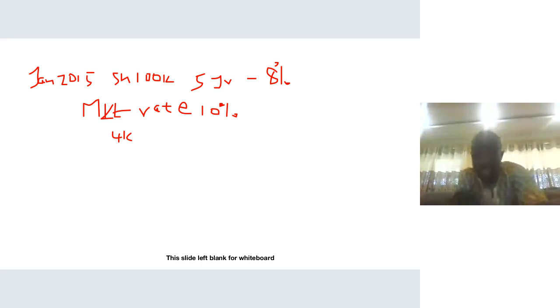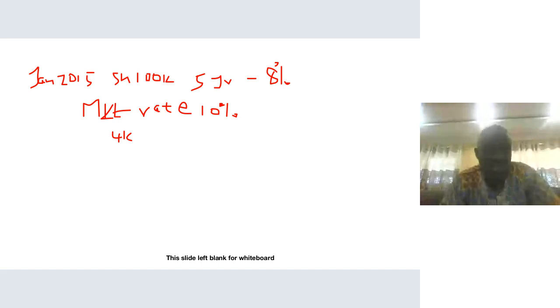I hope you have already downloaded the table that you have. So we are told to determine the price at which the bonds will be issued. Now to do this, I'm just having the solution.